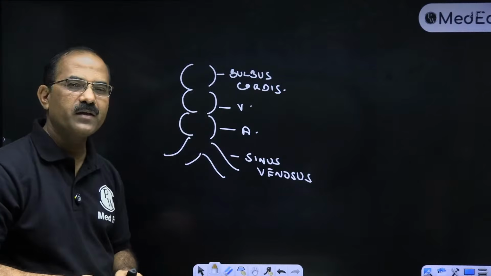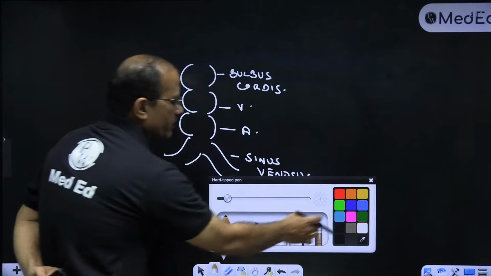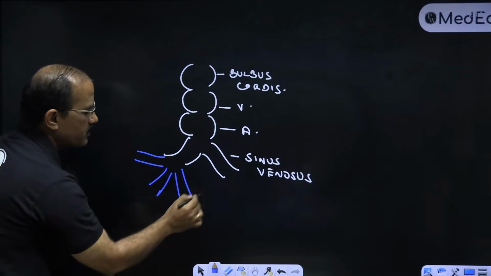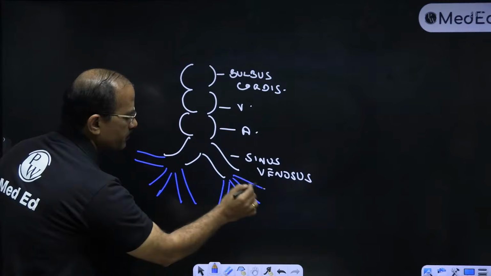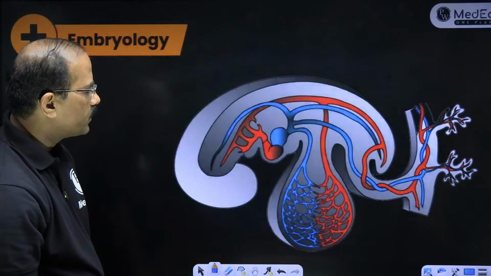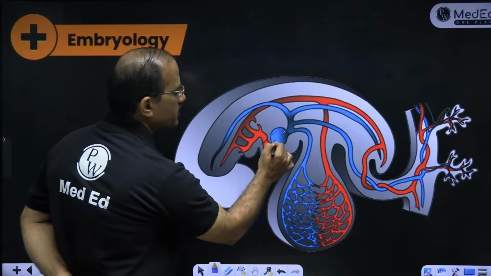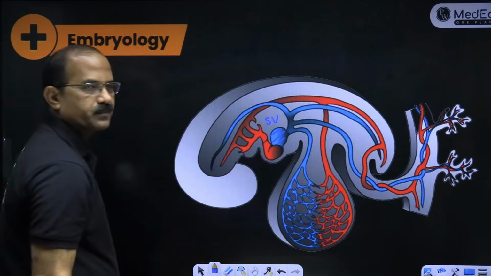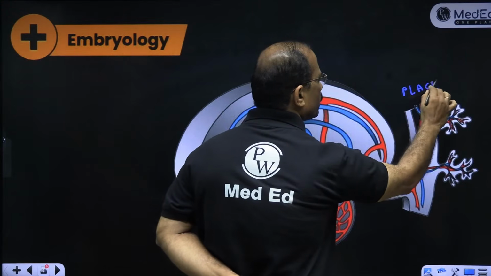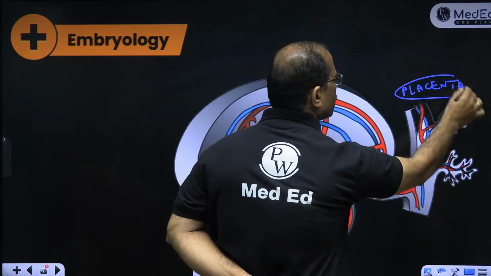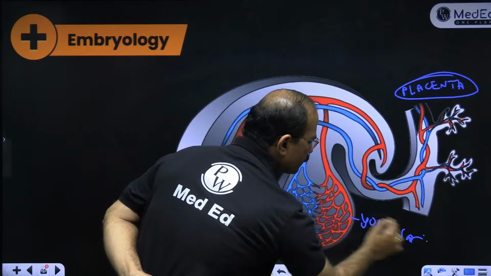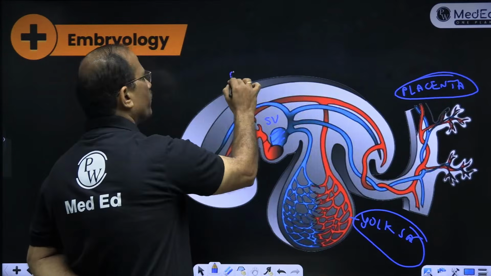Sinus venosus, fine. 3 veins होते हैं which opens in the sinus venosus. Can anyone tell me this? 3 veins open in the sinus venosus. Anyone? ये देखिए. What is this? Sinus venosus. 3 veins. One comes from the placenta. एक placenta से आता है. एक yolk sac से आता है. And the third comes from the body wall.